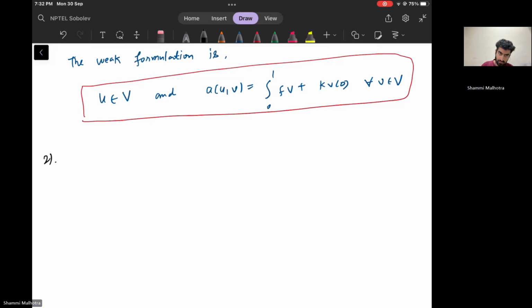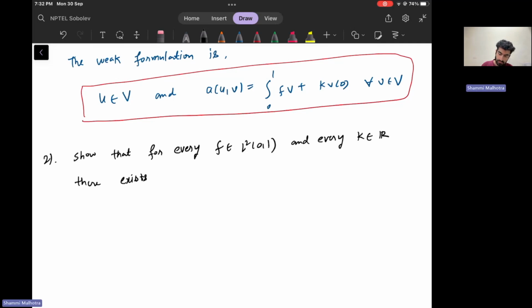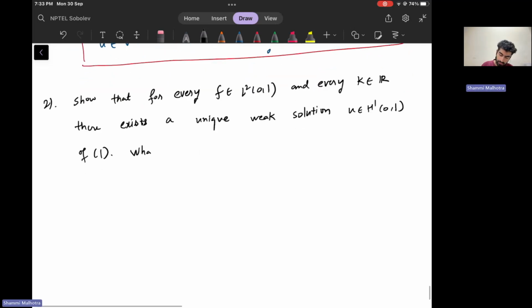So the question 2 is: show that for every f in L^2(0,1) and every k in R, there exists a unique weak solution u belonging to H^1(0,1), and also what is the corresponding minimization problem.